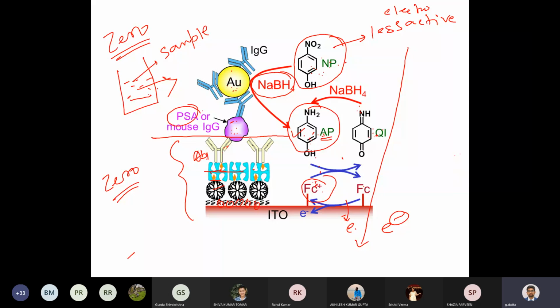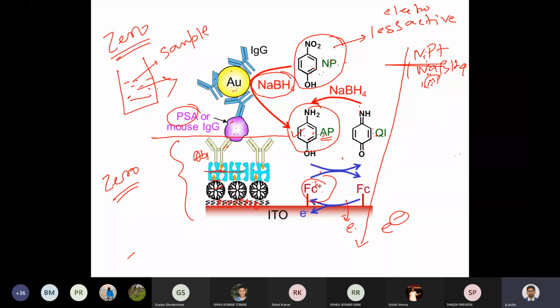You can't avoid it, but you may get a very low amount of current, that is called background current. So your background current will be because of Fc plus, nitrophenol, and sodium borohydride. Because which one is your starting reagent? Nitrophenol plus sodium borohydride, right? So these two should not react, right? If they react, then nitrophenol will be converted to aminophenol, right? So these should not react.